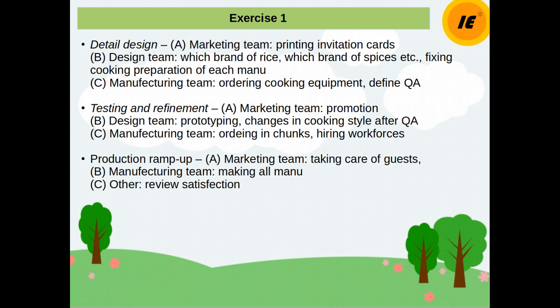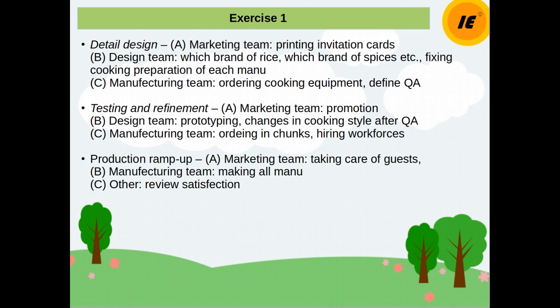So in this phase, the final menu will be fixed, and depending on that, the manufacturing task will be to understand, for 100 people, how much to order: how much rice, how much oil, how much spice of which brand, which quantity, etc.